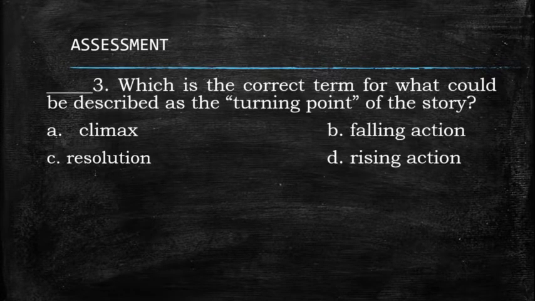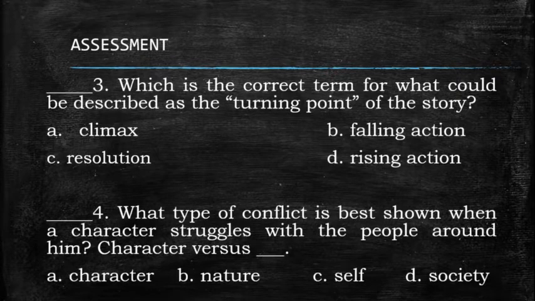Third question, which is the correct term for what could be described as the turning point of the story? A, climax, B, falling action, C, resolution, or D, rising action. Fourth, what type of conflict is best shown when a character struggles with the people around him? Character versus A, character, B, nature, C, self, or D, society.